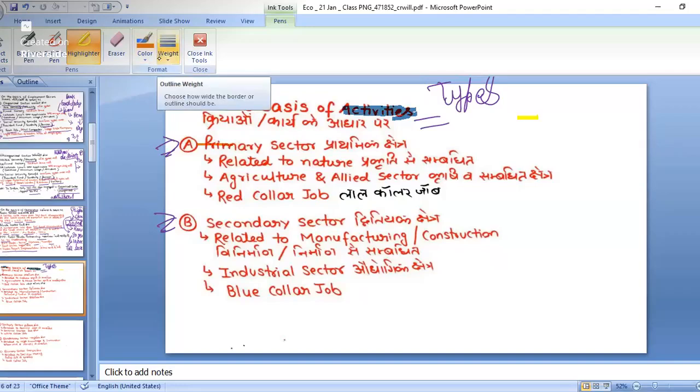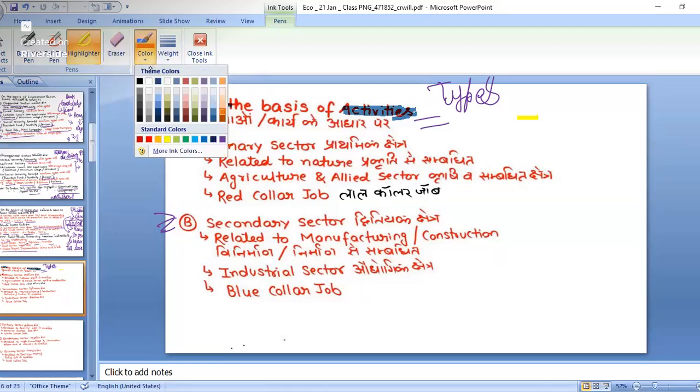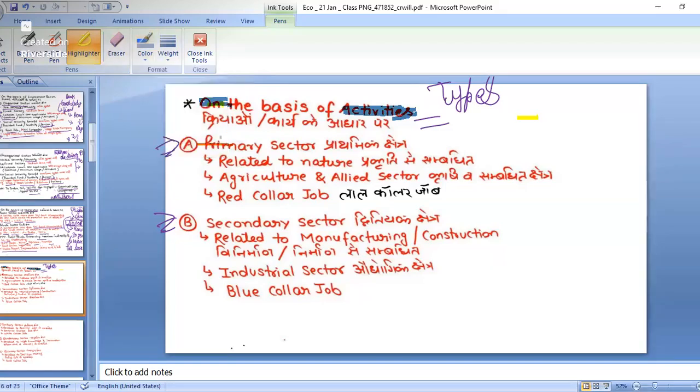So what is the primary sector? It is related to nature, like raw materials, all those things. So the primary sector is related to nature. In the primary sector, examples are agriculture or agriculture-related activities, mining, and quarrying. All those are primary sectors. In the primary sector, what happens? We get raw materials from nature.